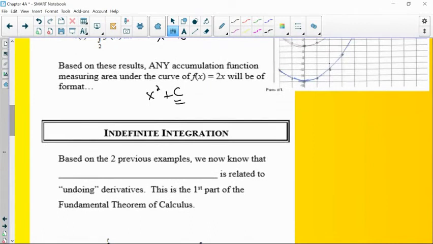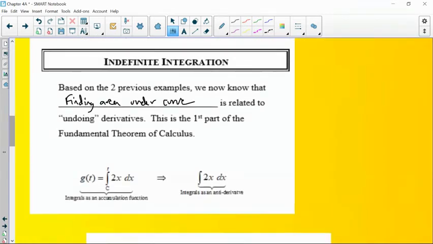Based on the two examples, we now know that accumulation functions, or finding area under the curve, is related to undoing derivatives. It's the first part of what we're going to call the fundamental theorem of calculus. So again, there's this connection. How are derivatives, area, and what we've been working on all connected?